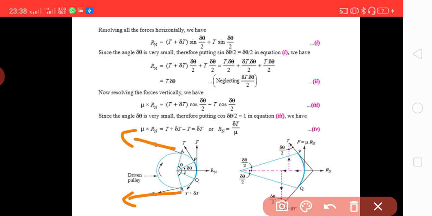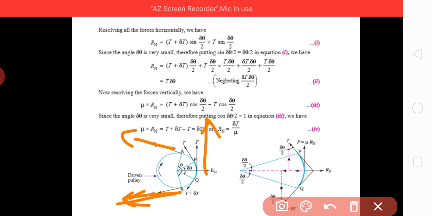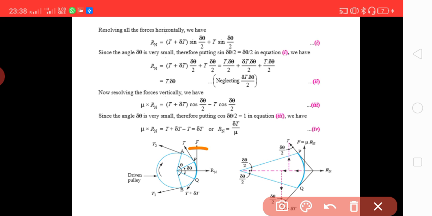Hence the belt will be moving towards the tight side, so the direction of the frictional force at the center of the arc will be towards here, like this. Now resolving the forces horizontally and vertically, put a 90 degree angle here, then this is horizontal, this is vertical, its direction is like this.